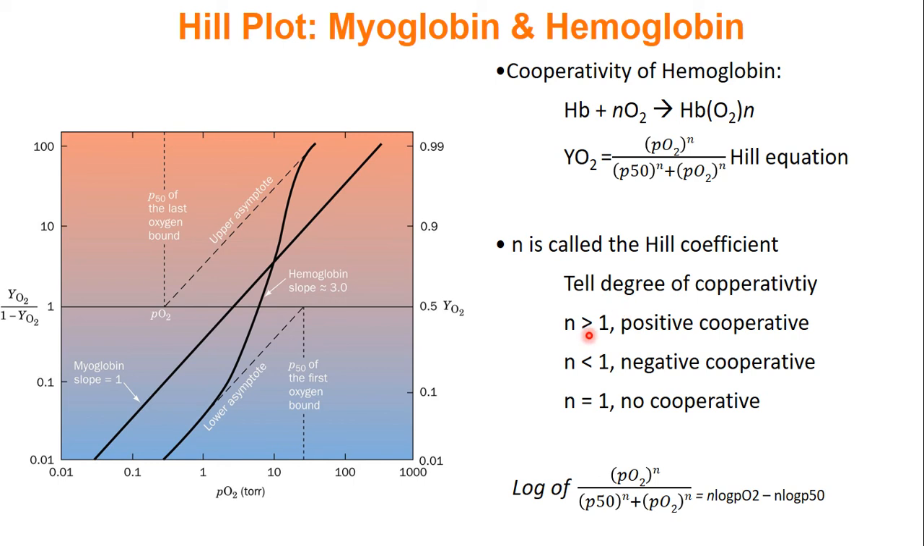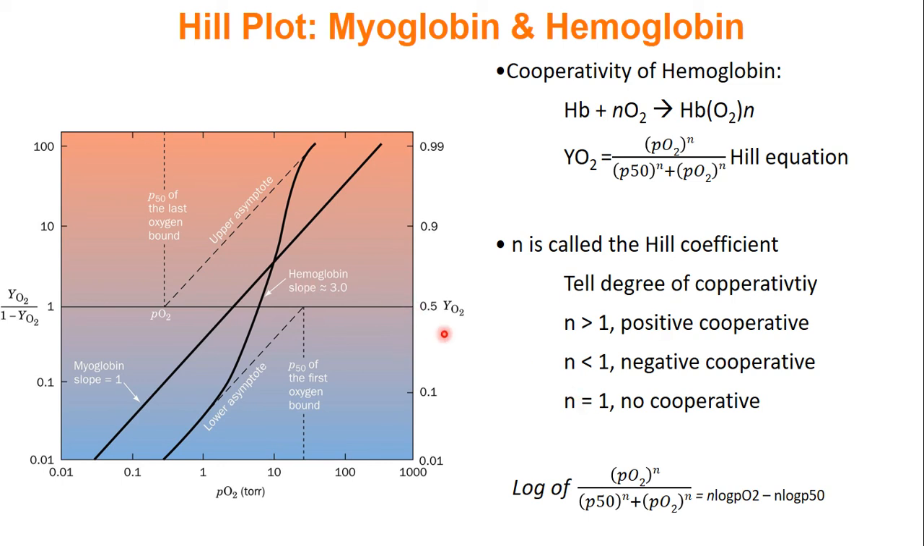If n is greater than 1, that means we have positive cooperativity, or a ligand binding in one subunit increases the affinity for ligand binding in the other subunits. n less than 1 means you have negative cooperativity. So if oxygen were to bind to hemoglobin and n was less than 1, the other subunits would not want to bind oxygen. Affinity would go down. n equals 1 means no cooperativity.